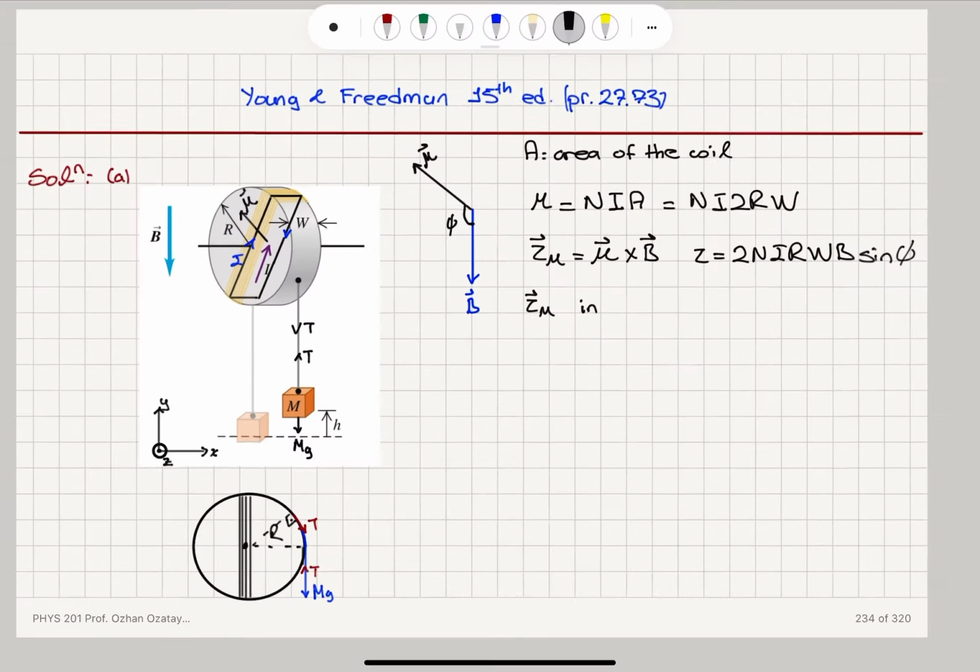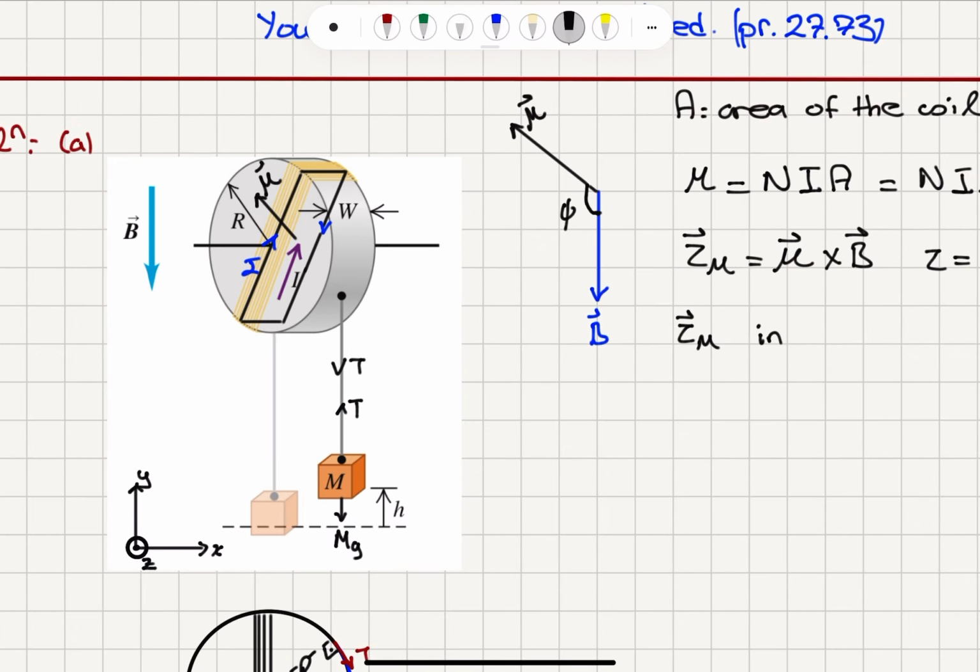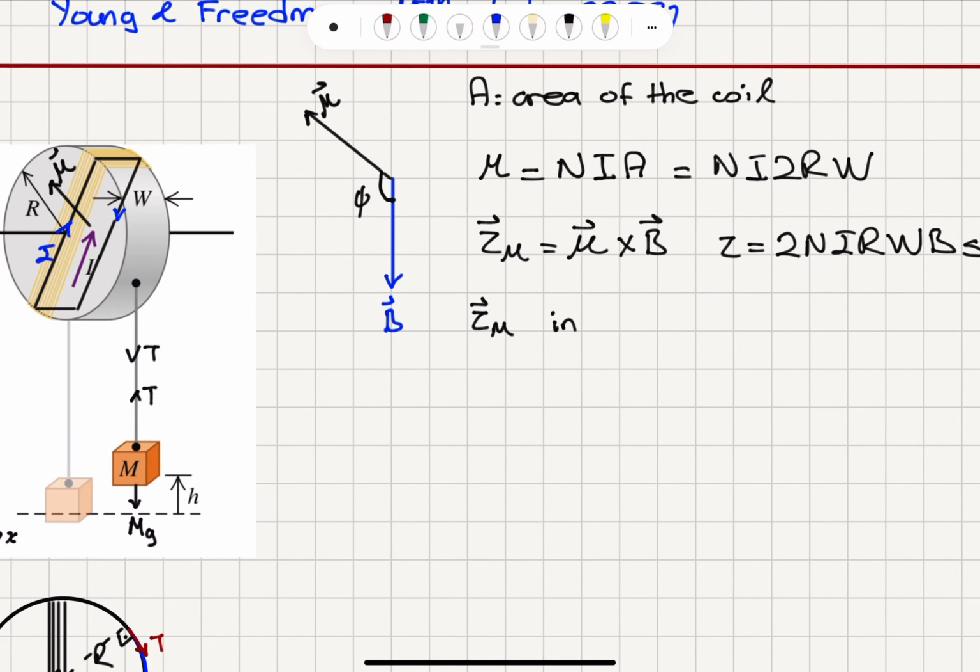So let's see. The magnetic field is in the xy plane, pointing in the minus j hat direction. The magnetic moment mu is in the yz plane, pointing in this direction. So using our right hand, if the four fingers of the right hand point in this direction, and then we curl them towards the minus j hat direction, the thumb points in the minus i hat direction. So tau mu, the torque due to the magnetic moment, is in the minus i hat direction.